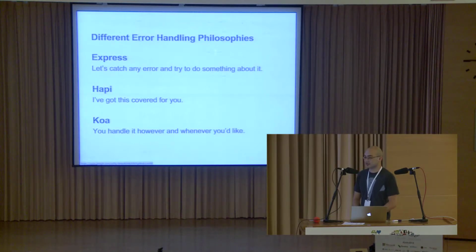In Hapi, they do it for you. They use domains, which right now are going to be deprecated. So basically, it's a black box for Hapi. You don't know exactly what they're going to do and what it entails. And in Koa, you can handle it however you like. You use try catch everywhere.